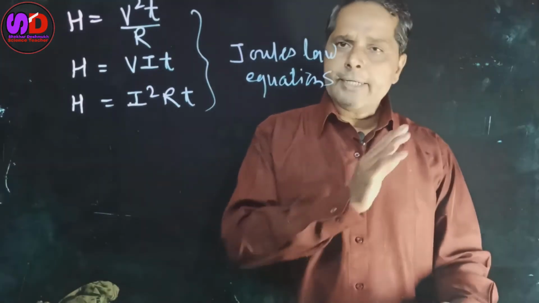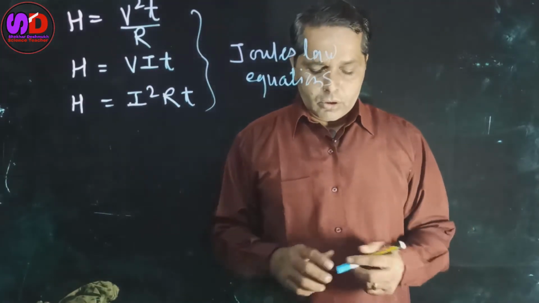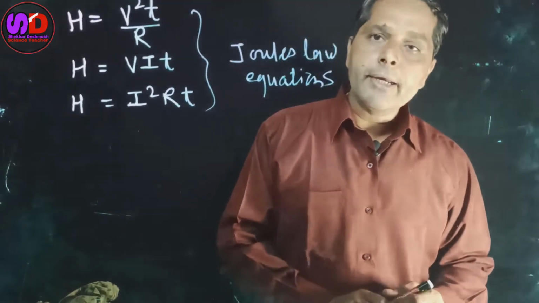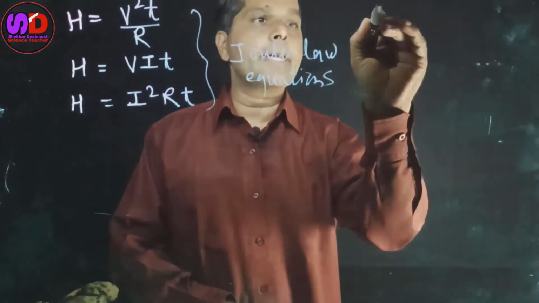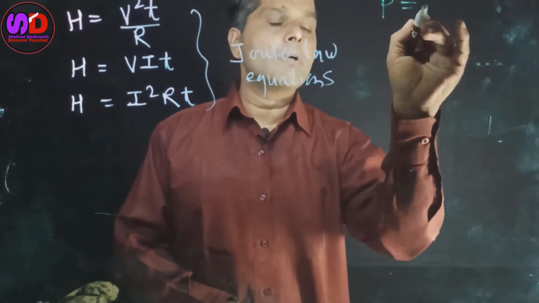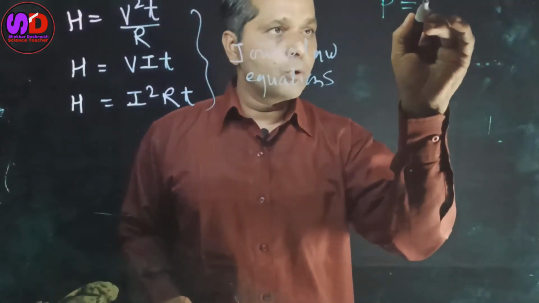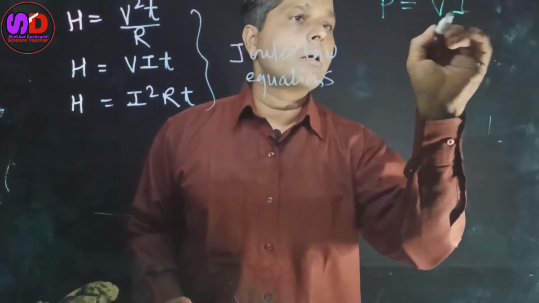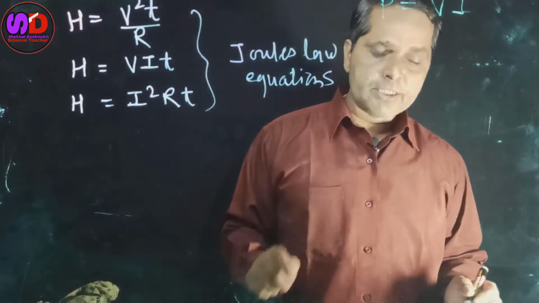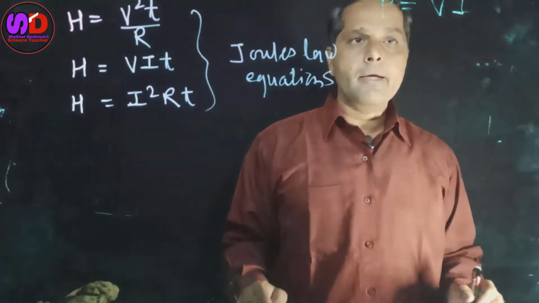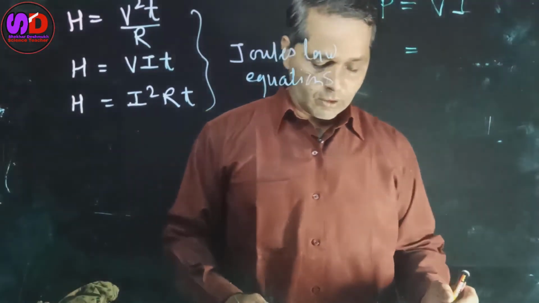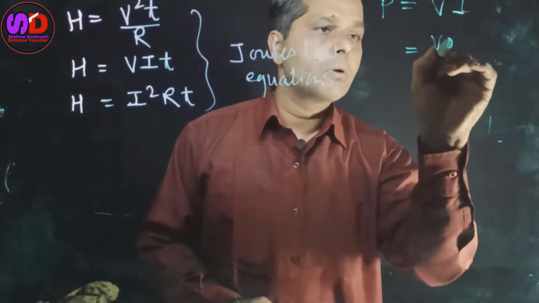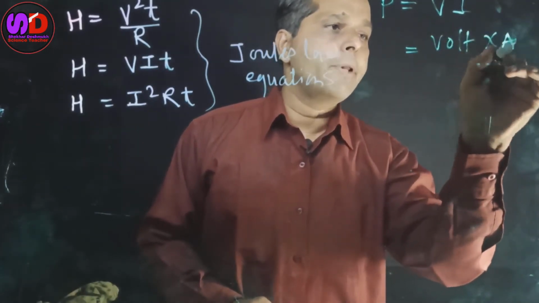And let us find out the unit of electric power first. Electric power is given by P is equal to V into I, that we saw earlier. V is measured in volt into ampere.